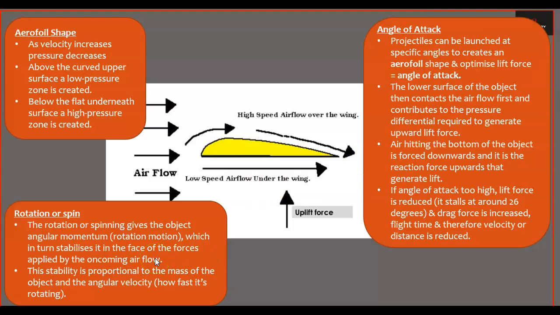Rotation or spin then. If we've got a projectile rotating or spinning, this gives the object momentum, angular momentum to be more precise, which stabilizes the forces applied from the oncoming air. Okay, so if we've got a football and we've done a free kick, it's spinning, that stabilizes the forces acting on the object. So the stability is proportional to the mass of the object and the velocity, so how fast it is rotating. If we've got an object rotating at optimal velocity, it will lift in the way that we want, towards the goal itself for that free kick.